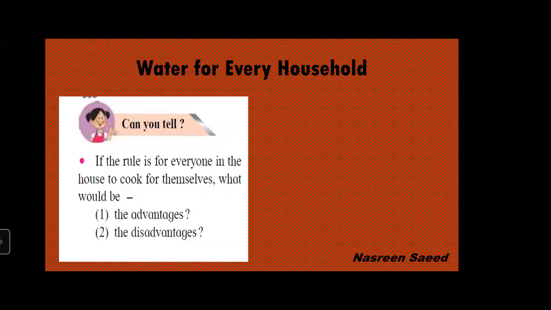Then what else can be there? And it's not necessary that everyone should know cooking, na? So if someone does not know cooking, he'll be in trouble. So that was, according to me, the advantages and disadvantages.